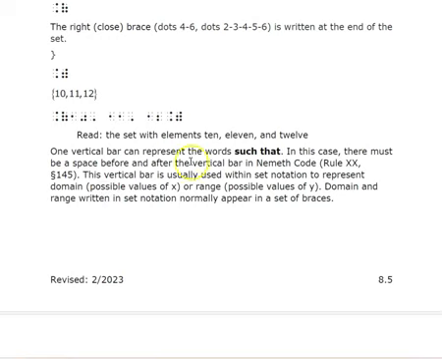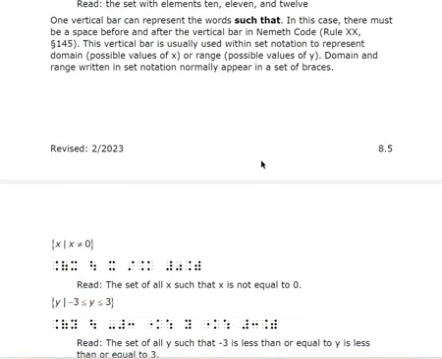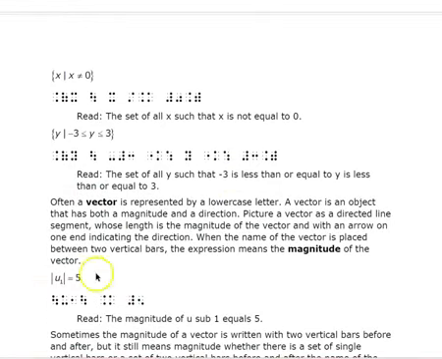One vertical bar can represent the words such that. In this case, there must be a space before and after the vertical bar in Nemeth. The vertical bar is usually used within set notation to represent the domain. Domain and range written in set notation normally appear in a set of braces.